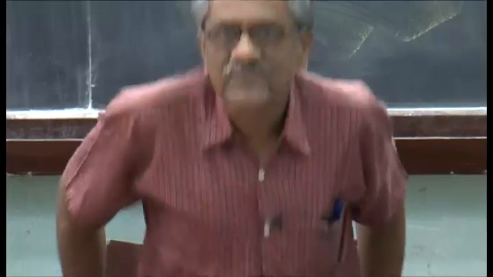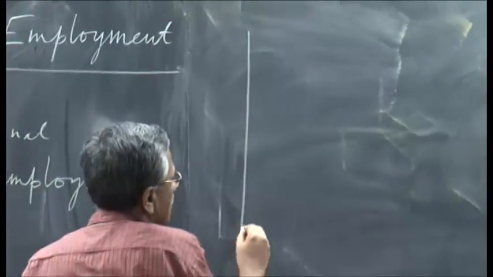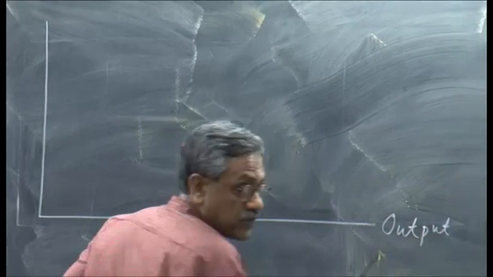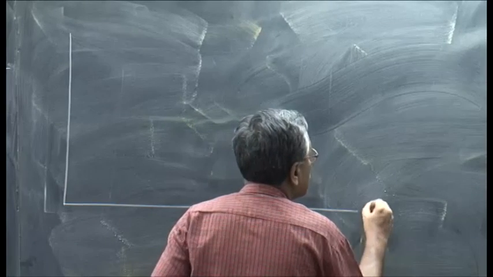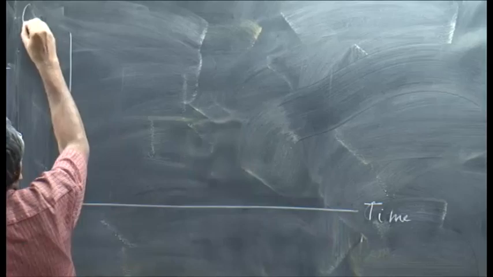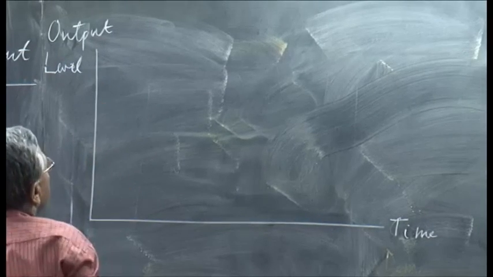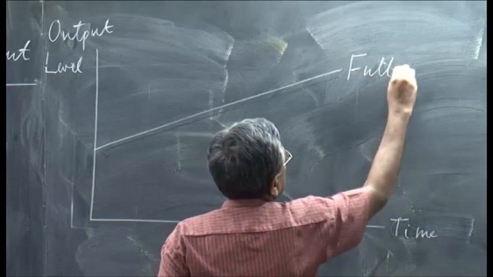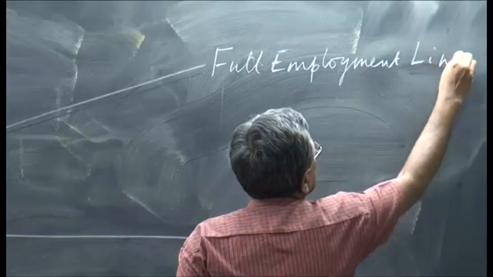Now, when you have the full employment line, if you plot the actual output levels, then what do you find? Suppose the full employment line is a straight line, the potential output line. Now I am going to have here time, and I'm going to have here output now, not growth rate. So it's essentially output level I'm going to have. Suppose this is the full employment line.